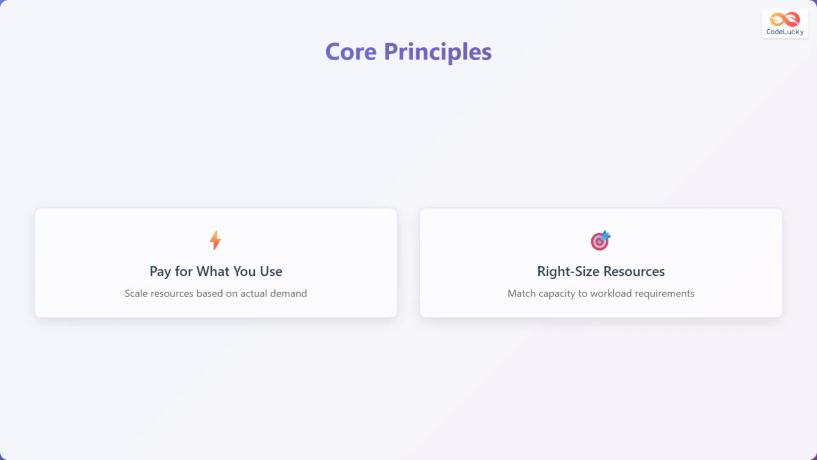Let's discuss the core principles of cost optimization. First, pay only for what you use. Adopt a consumption-based model where you scale resources based on actual demand, ensuring that you are not paying for idle capacity. Second, right-size resources. Match your capacity to the specific requirements of your workload, optimizing performance without over-provisioning.